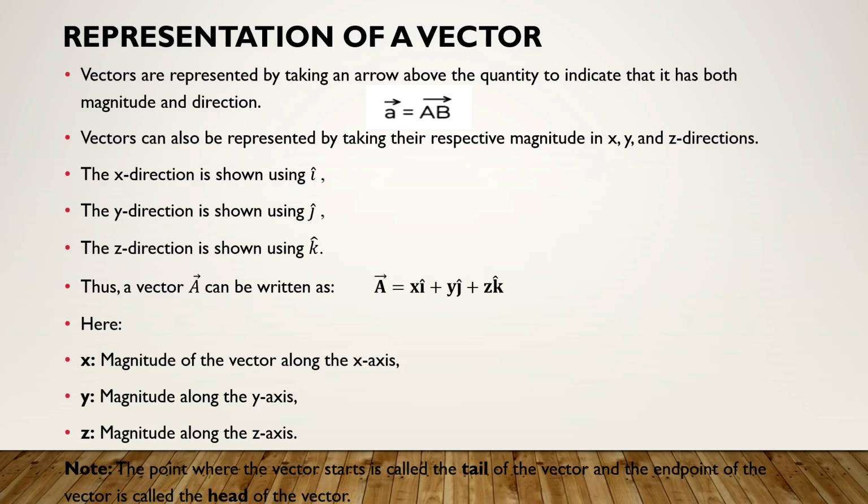While representing a vector in 3 dimensions, you have 3 axes x, y and z. You represent vector A as x into i cap plus y into j cap plus z into k cap, where i cap, j cap and k cap are showing the direction along the x, y and z axis. The magnitude of the vector: x is the magnitude along the x-axis, y along the y-axis and z along the z-axis. The point where the vector starts is called the tail and the end point of the vector is called the head of the vector.